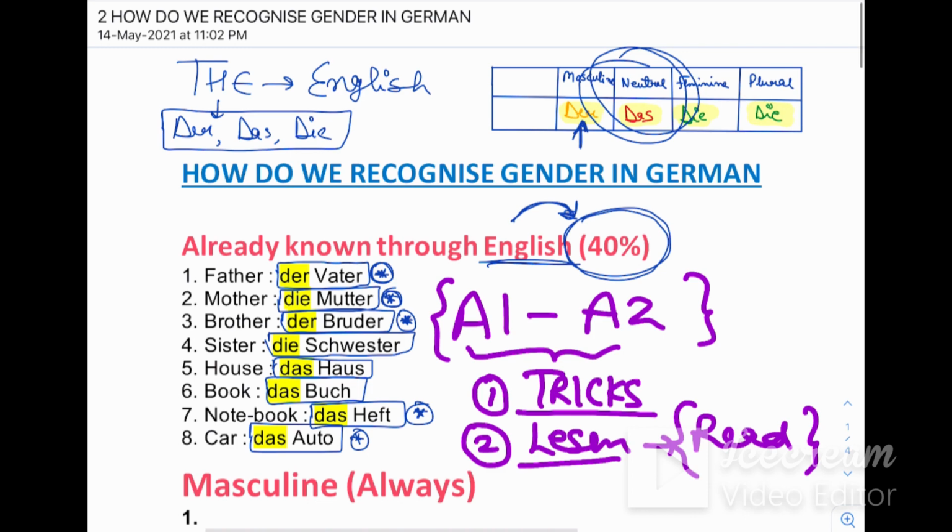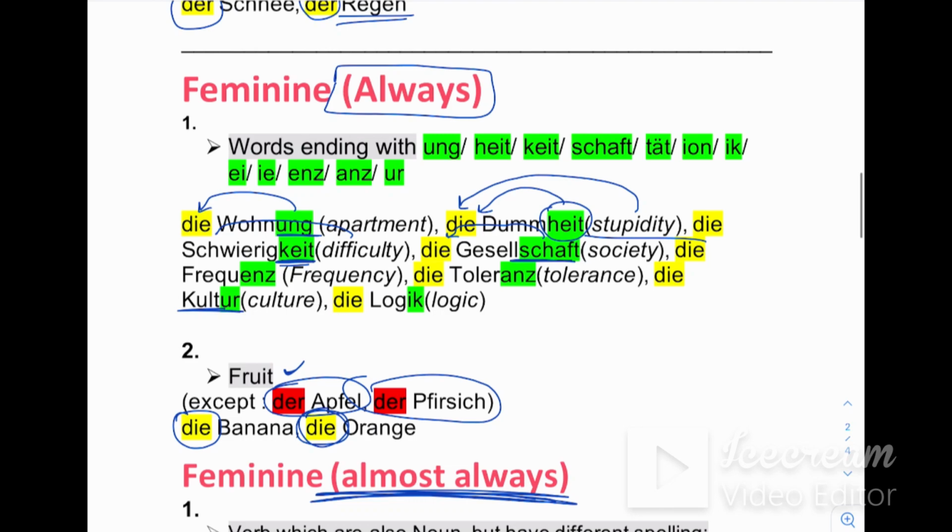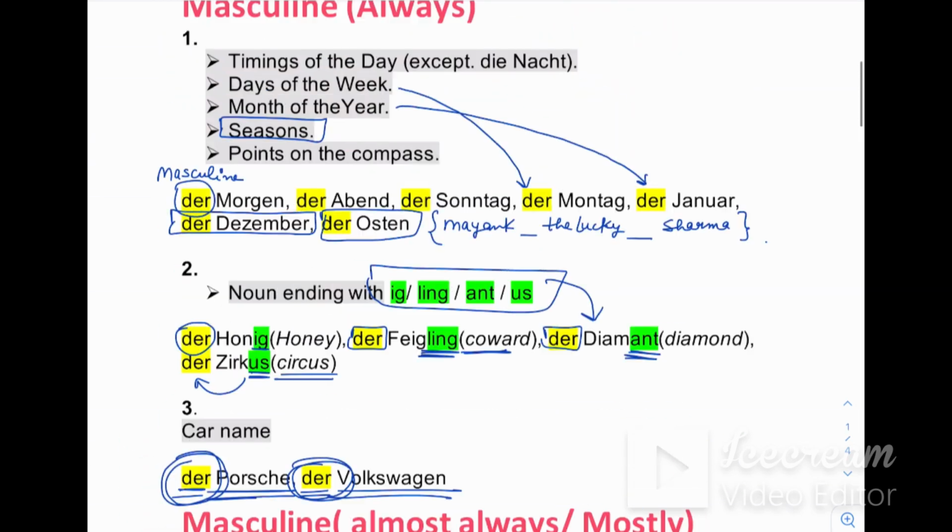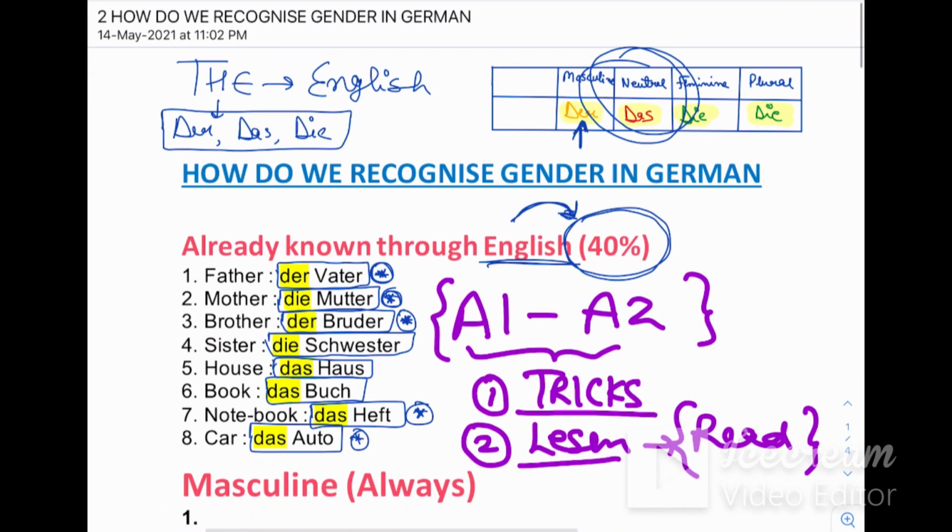Okay students, I hope this small grammar topic is clear. Many students told me, please sir make a video on this, because they always have confusion about where to put der, die and das.